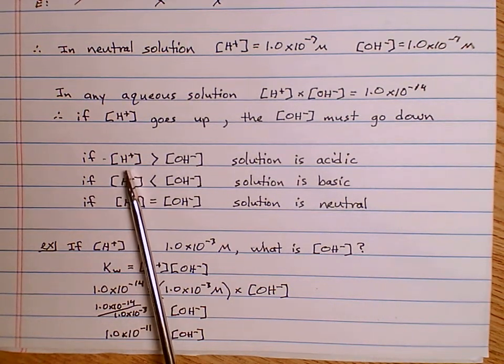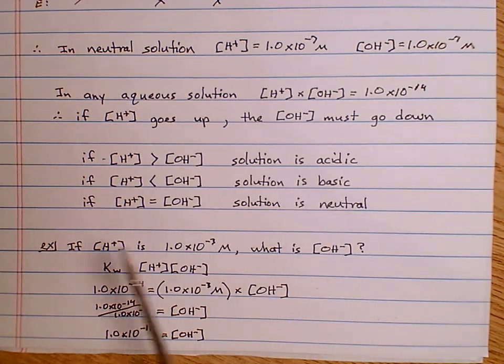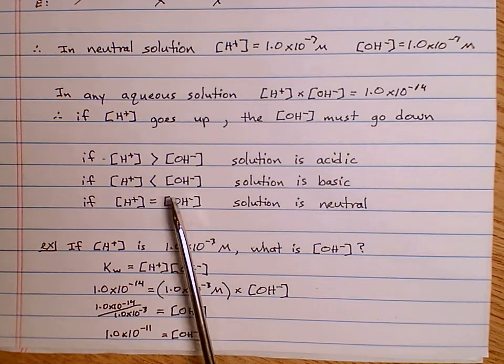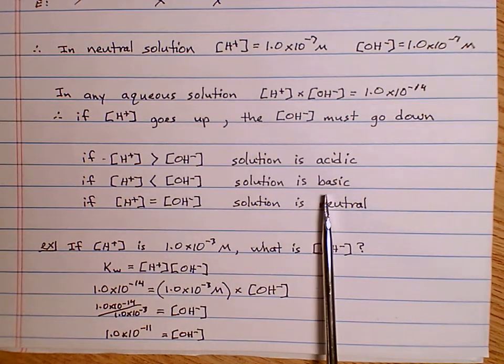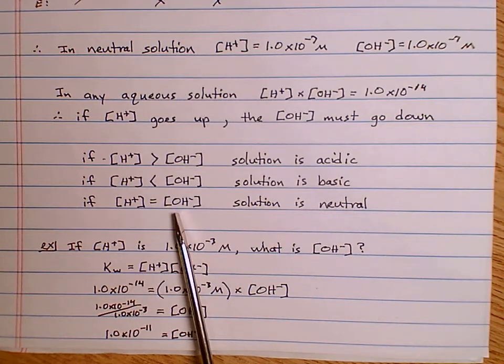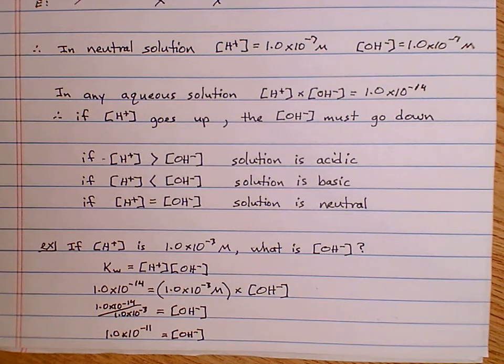If the concentration of H plus is larger than the concentration of OH minus, we call the solution acidic. If the concentration of H plus is less than the concentration of OH minus, we have more hydroxide than protons. It's basic. And if the two equal each other, 1 times 10 to the minus 7th molar, we call that a neutral solution.